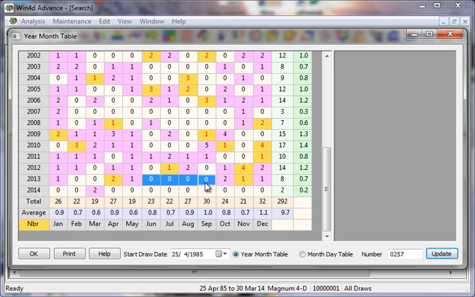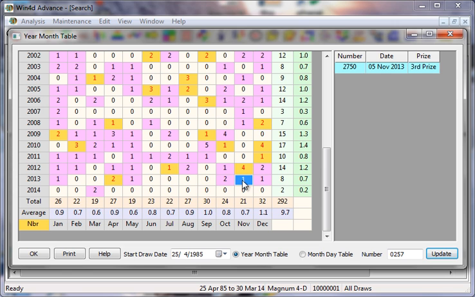Now you can see for yourself that this number got 2 top prizes in the year 2013, and it stayed asleep for 4 months. Immediately after that, it started to wake up, right? It started to have a top prize appearance starting from December. And after that, stayed for another 2 more months, okay? And in the month of March, 2 appearances.